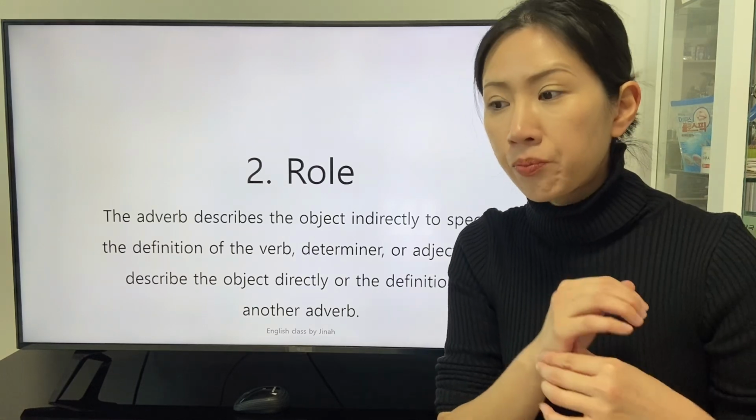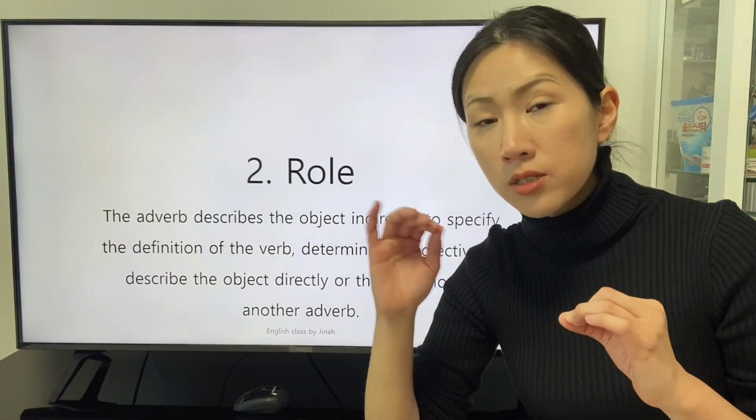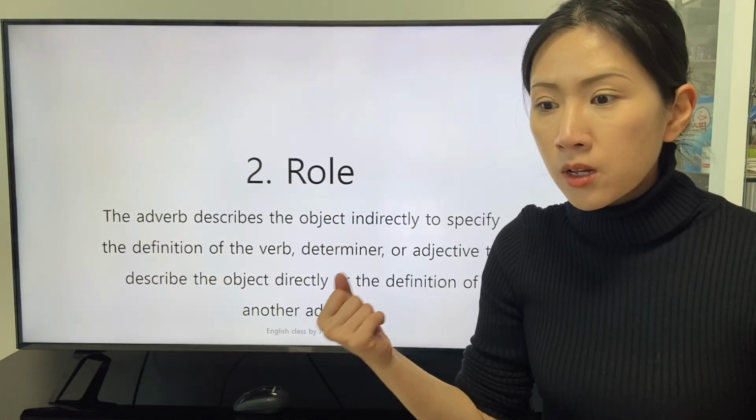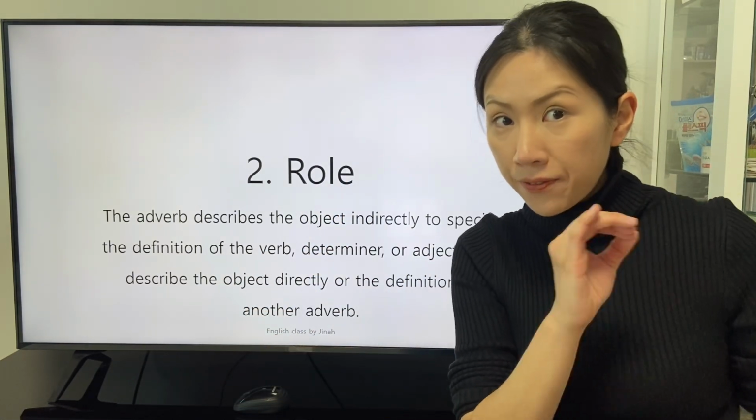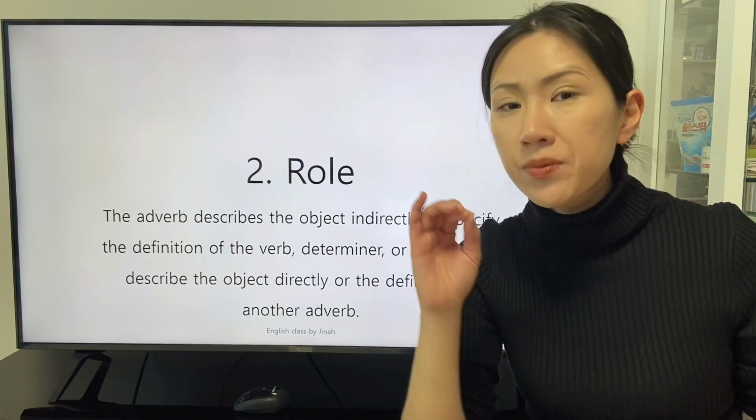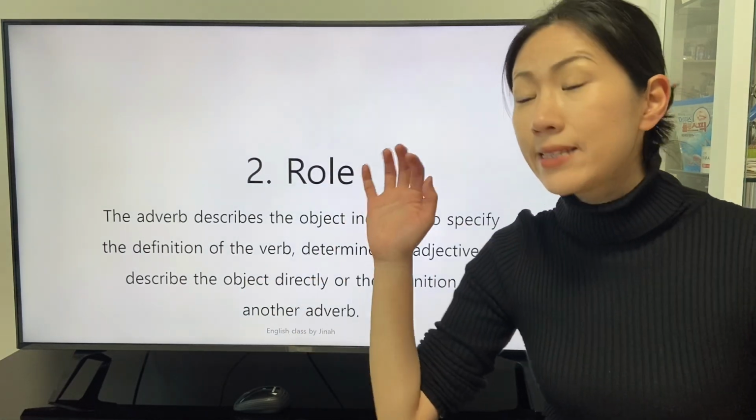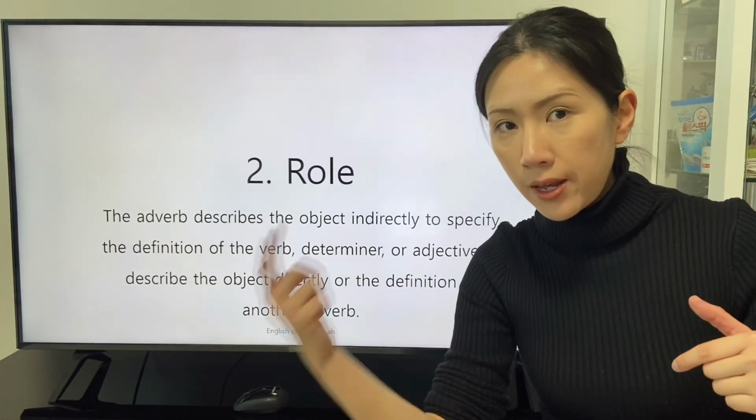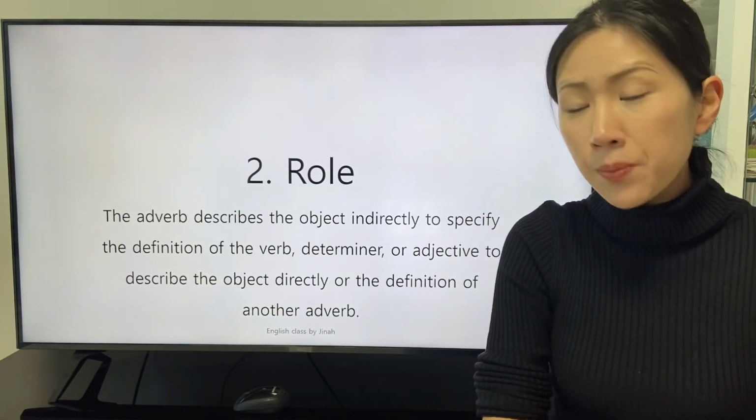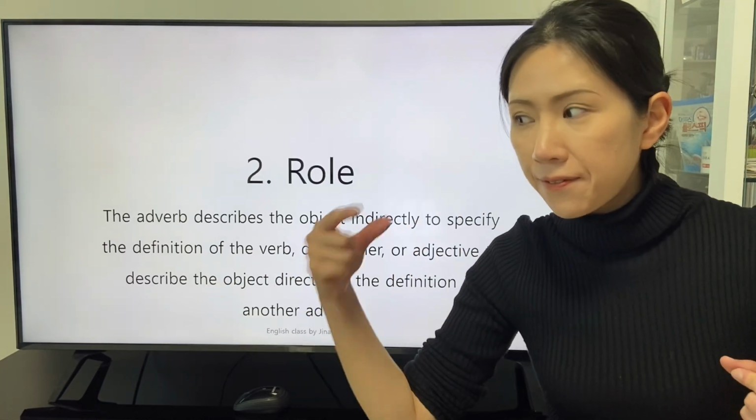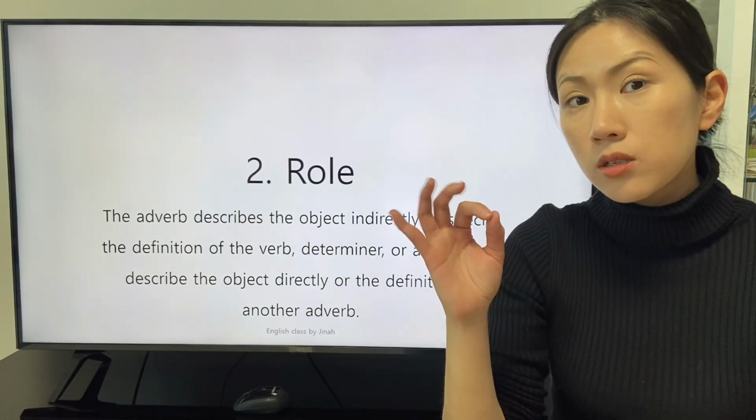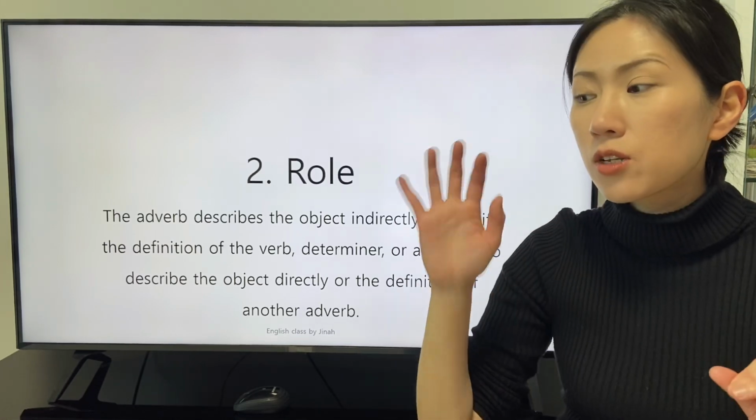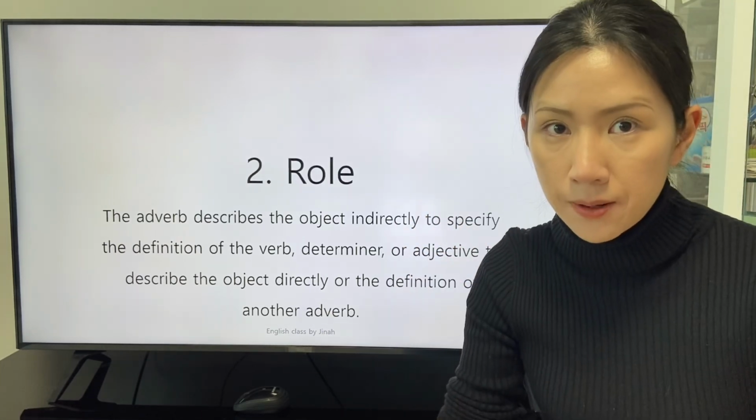The verb describes a subject in a clause directly. Then the adverb to describe the definition of the verb describes the subject in the clause indirectly. The adverb describes the subject via the verb. So, the adverb describes the subject indirectly.